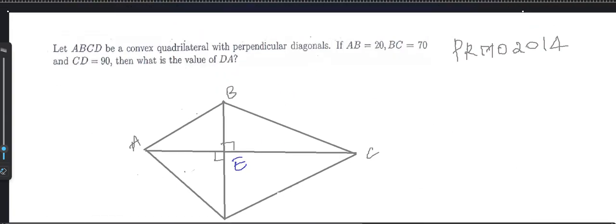First problem is a very interesting problem. Let ABCD be a convex quadrilateral with perpendicular diagonals. If AB is equal to 20 and BC is equal to 70 and CD is equal to 90, then what is the value of DA?